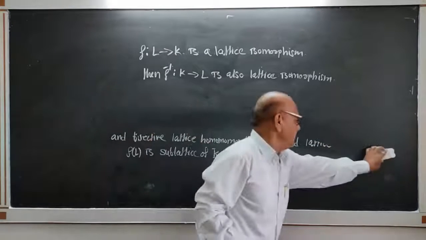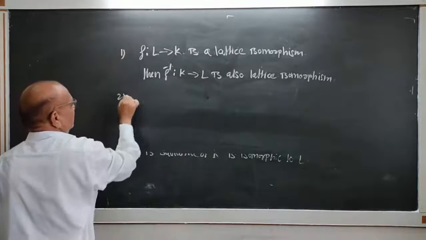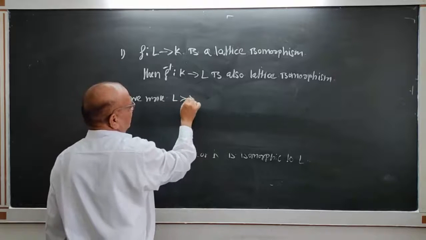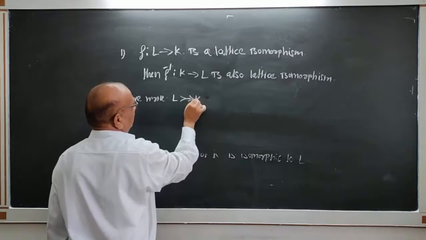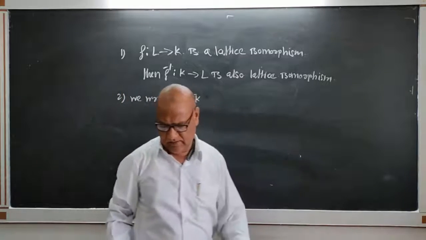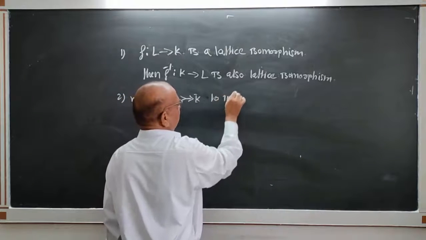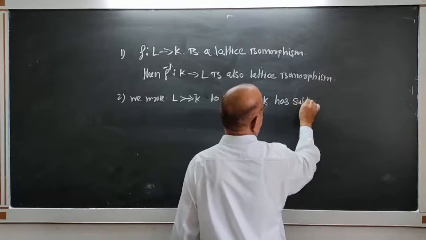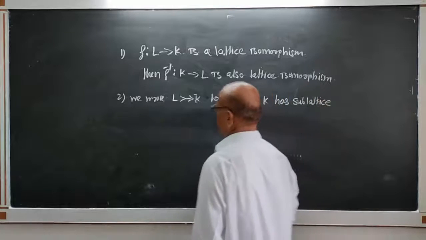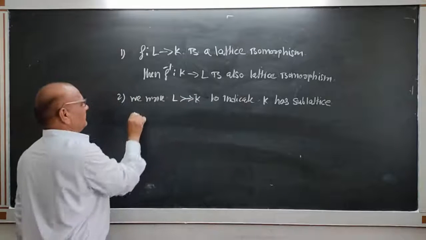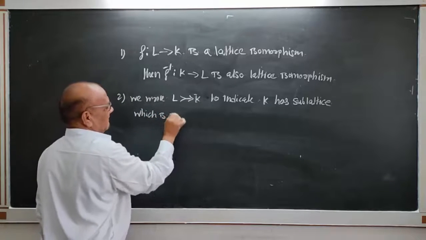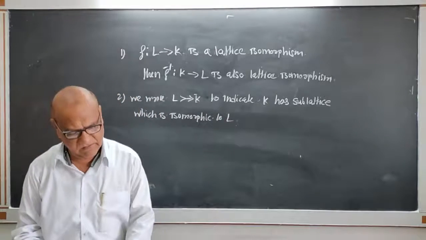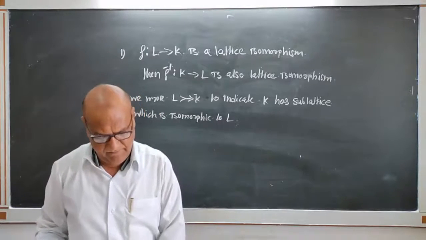We write here a notation, this symbol, to indicate that K has a sublattice which is isomorphic to L.